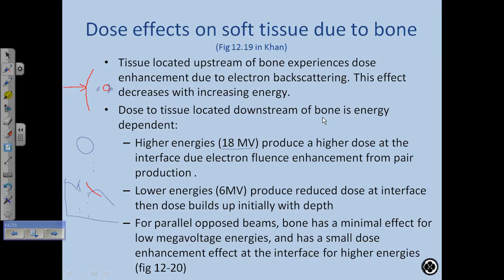Okay, so on the other side of the bone, for 6 MV, the blue line is 6 MV. There's going to be a buildup effect, and this is a bit of an exaggeration. But for the 18 MV, it starts high due to the pair production. Okay, so the electrons are depositing dose right at the edge of the bone in the soft tissue, and then it decreases after that because the electrons get attenuated. So for parallel opposed beams, bone has a minimal effect for low megavoltage energies and has a small dose enhancement effect for higher energies. Again, for a single beam, you see this effect clearly. Once you start having parallel opposed beams, things start to get washed out.